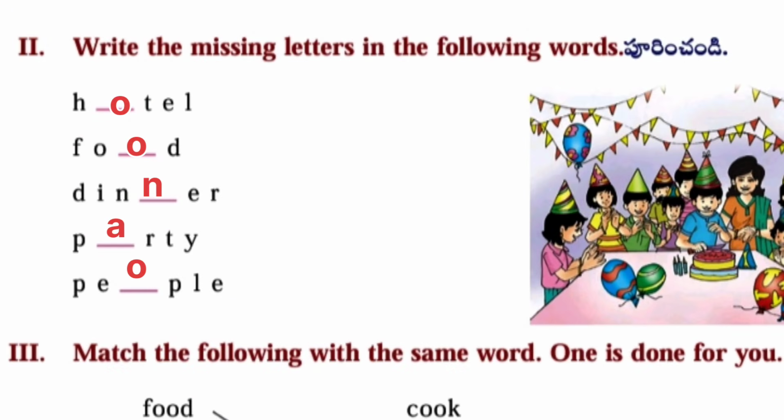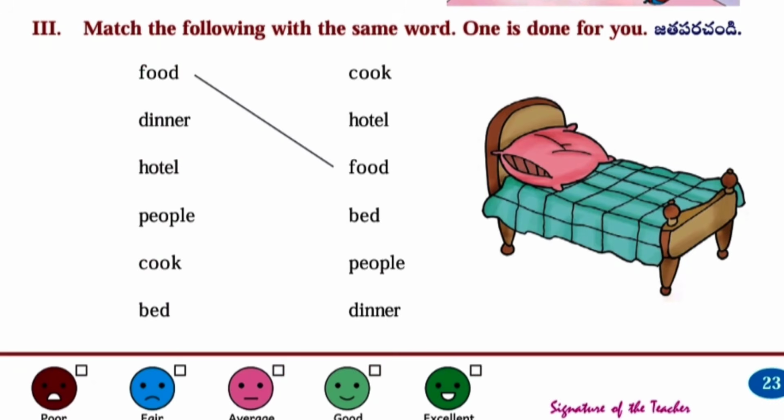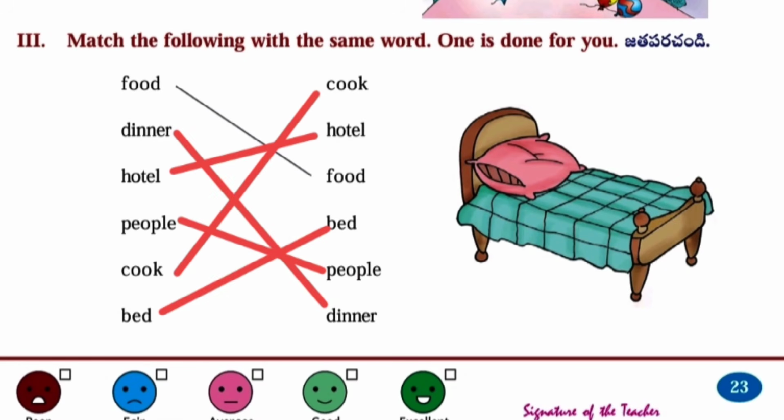Second one, write the missing letters in the following words. Hotel, O. Food, O. Dinner, N. Party, A. People, O. Third one, match the following with the same word. One is done for you. Here, both sides same words are given. We have to match them. Food, dinner, hotel, people, cook, and bed.